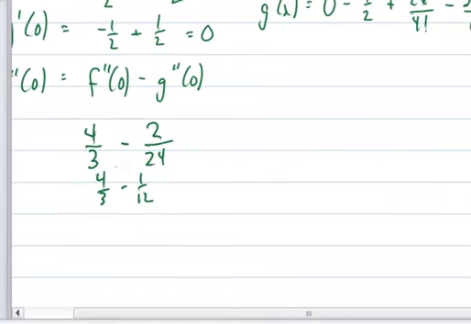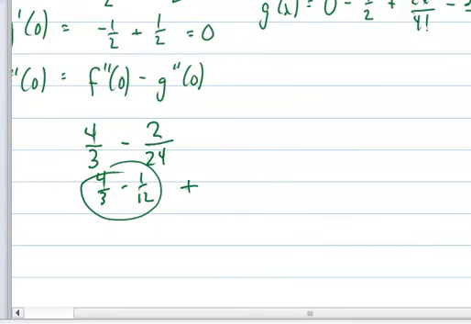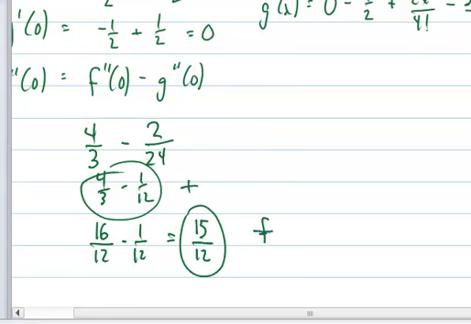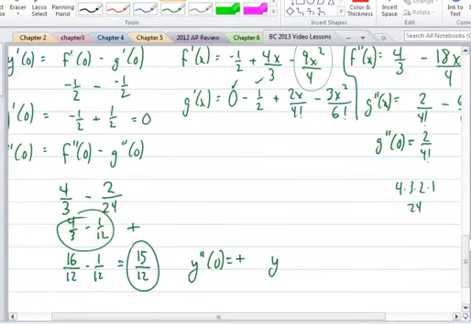So what we can see here is clearly going to be positive. It's 4/3, which is 16 over 12, minus 1 over 12, which is going to be 15 over 12. So that tells us our second derivative, y double prime at 0, is positive. And that's the really most important part. We know that y of x is concave up, where y prime of x is, where the derivative is equal to 0, where we have a possible relative max or min.